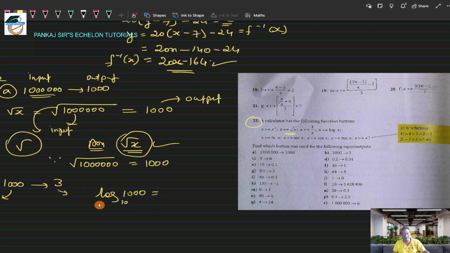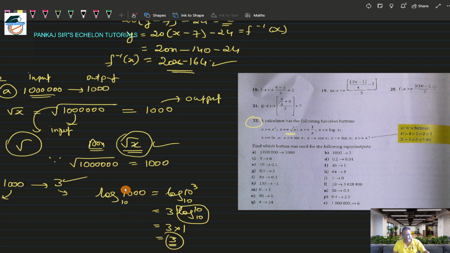To solve this, you will get the answer as, now this 1000 can be written as log of 10 raised to 3 to the base 10. This 3 can be brought in front, so it will become 3 log of 10 to the base 10. And log of 10 to the base 10 is always equal to 1. So it will be 3 into 1. So that is how you get 3 as the answer. So the output is 3.